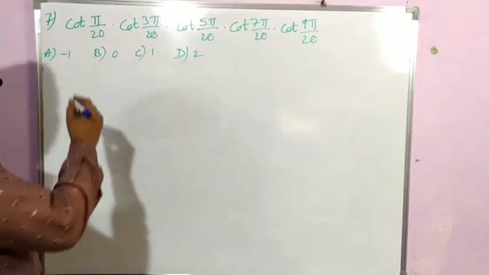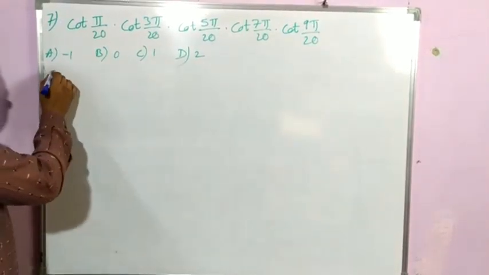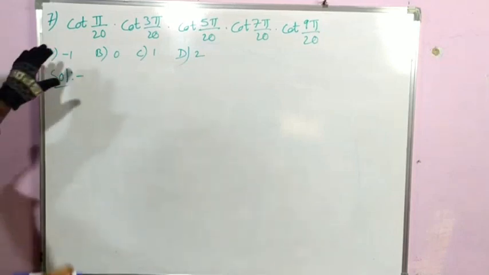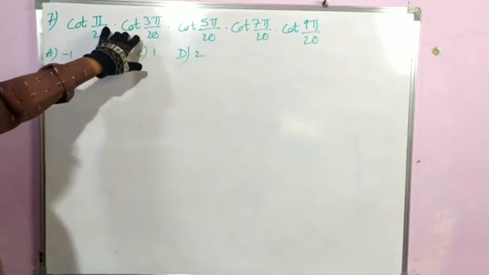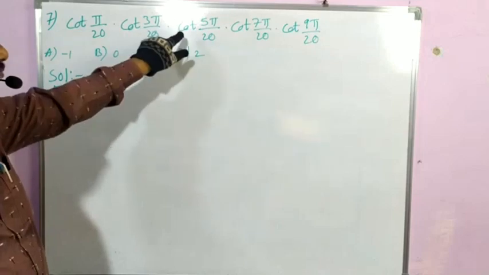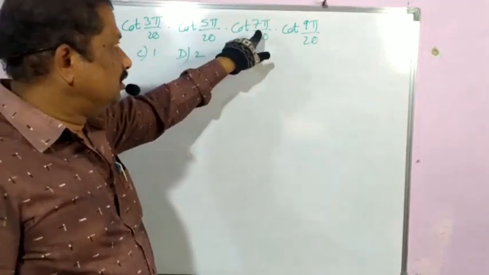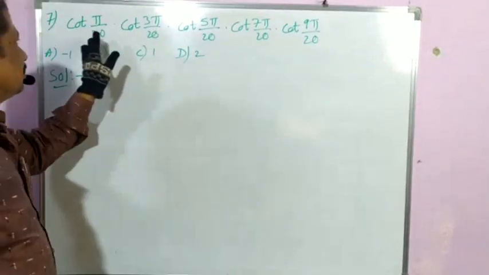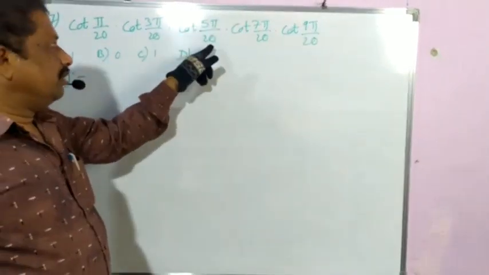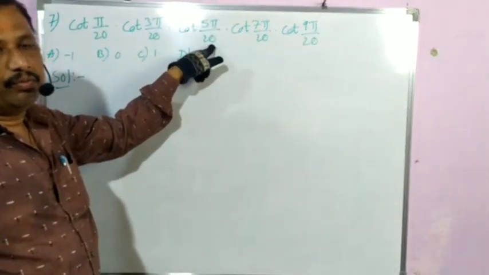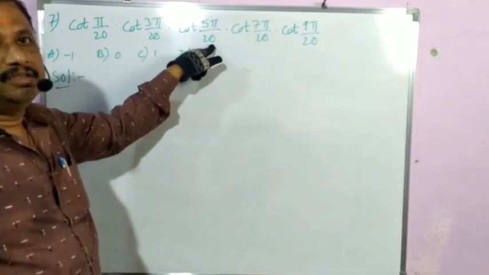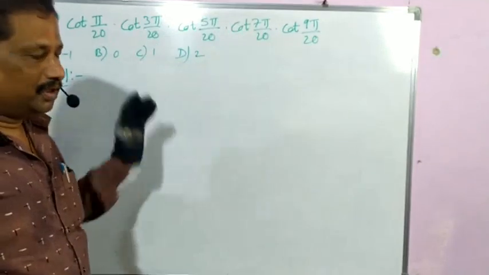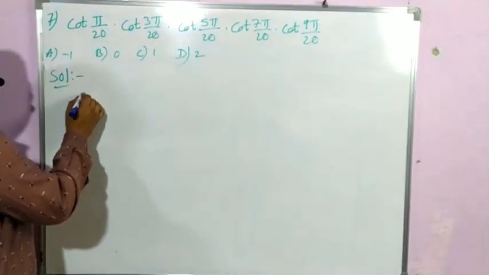Next question. Seventh question. So what is given here? Carefully observe. Cot pi by 20 into cot 3 pi by 20, cot 5 pi by 20, cot 7 pi by 20, cot 9 pi by 20. So in this we can write 5 pi by 20 as pi by 4, cot pi by 4, cot 45 degrees. This you will get directly as the answer. Remaining you have to convert.